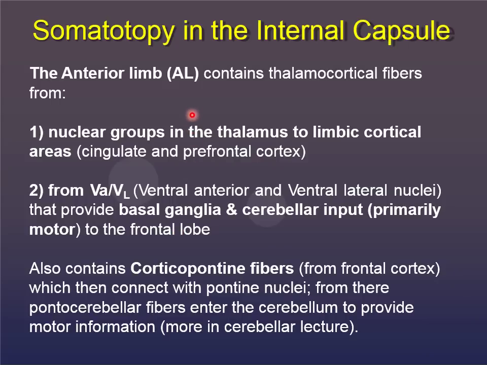This identifies some of those structures that are part of the anterior limb, and that is fibers that are coming from the thalamus to the limbic regions that we'll discuss in the future, as well as ventral anterior and ventrolateral nuclei of the thalamus. And they're important as part of the basal ganglia and cerebellar pathways. It also contains some corticopontine fibers from the frontal cortex.